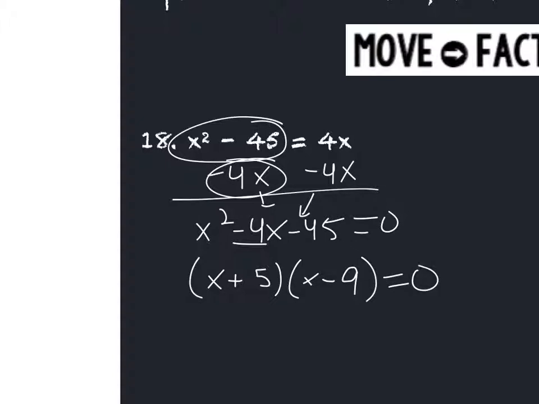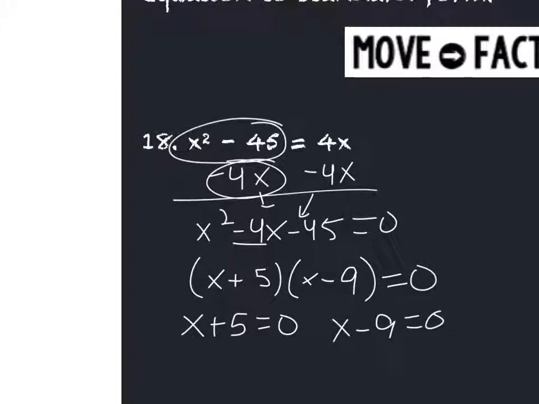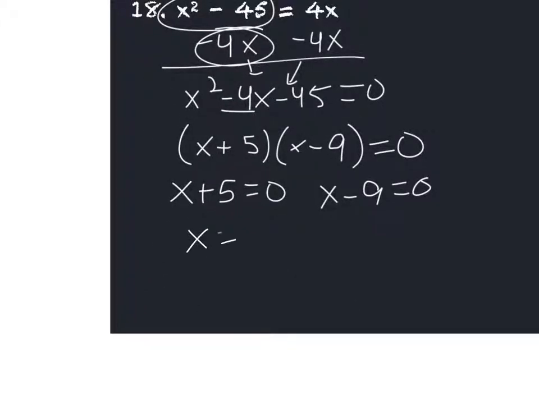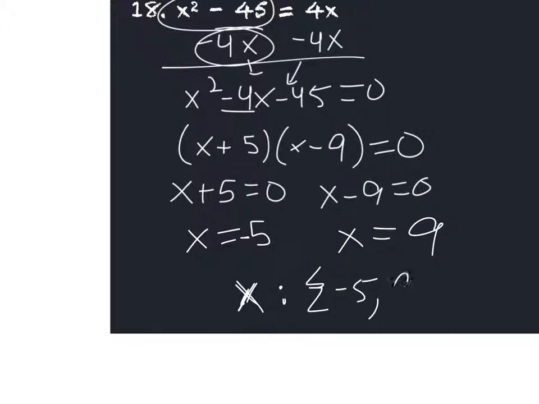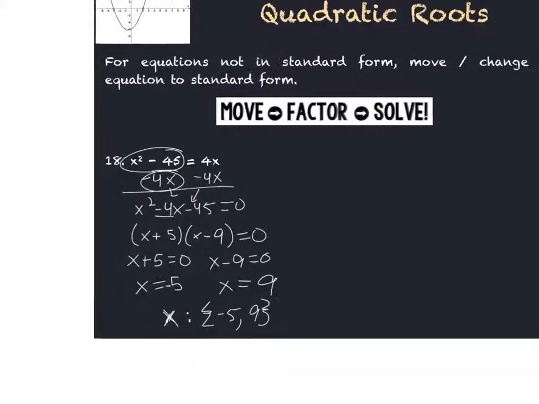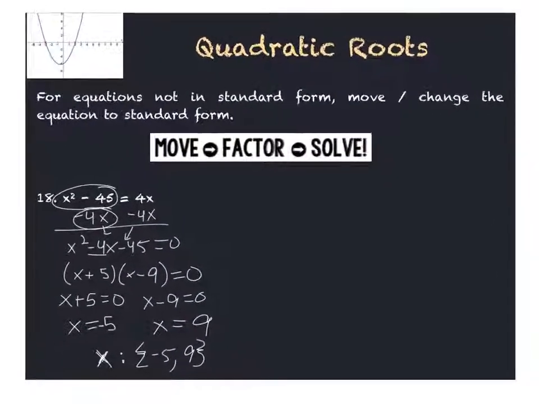Then you set each factor equal to 0, so that would be x plus 5 equals 0 and x minus 9 equals 0. And if you solve both of these equations, you get x equals negative 5 and x equals positive 9. So your two answers are going to be negative 5, positive 9. Those would be your two solutions to this particular quadratic equation. Those would be your two roots.